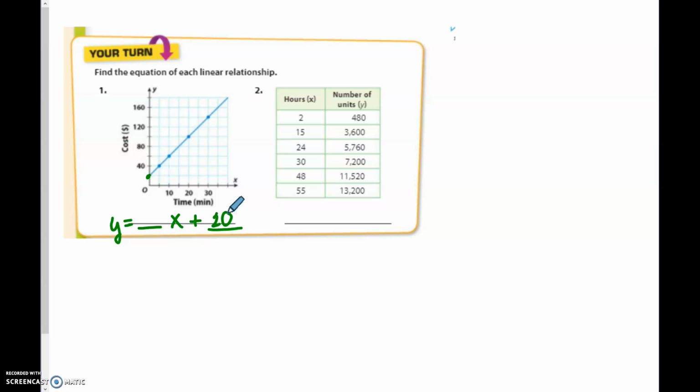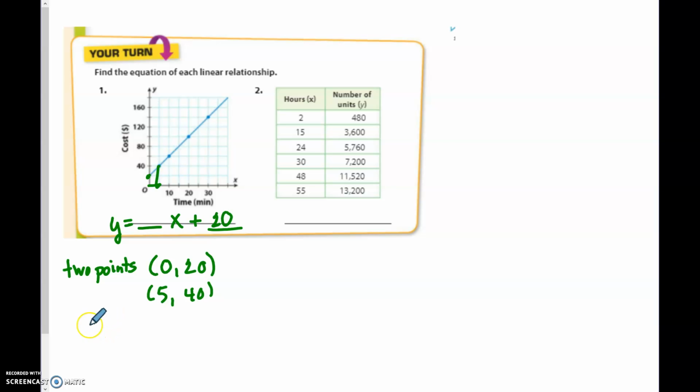Now I need my slope. To find my slope, I need 2 points here. So I can use any 2 points that I want on this graph. I'm just going to use that first one that they gave me, 0, 20. And I just need one more. And this one looks like it's going to be at 5, 40. Okay, so I go over here 5 and up here to 40, so I have 5, 40.